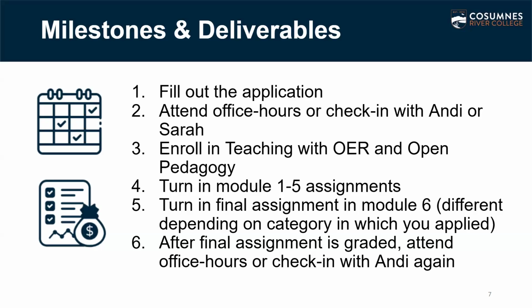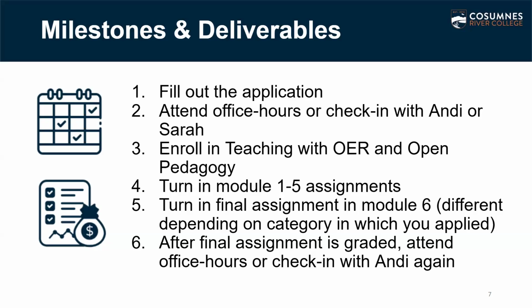And then the final act is to turn in your final assignment, and it is different depending on which category you've applied. If you are applying for multiple categories, that last final assignment, number 6, you'll just turn in twice, once for category 2 and once for category 3. After that final assignment, it's not technically graded. I just have to look at it because I often have questions. Then you'll do another check-in with me. We'll make sure everything is ready to go. And then your name gets pushed forward for payment.